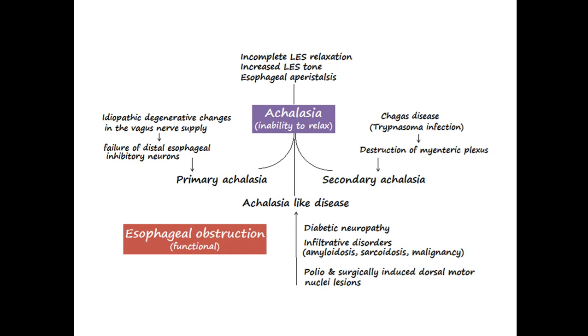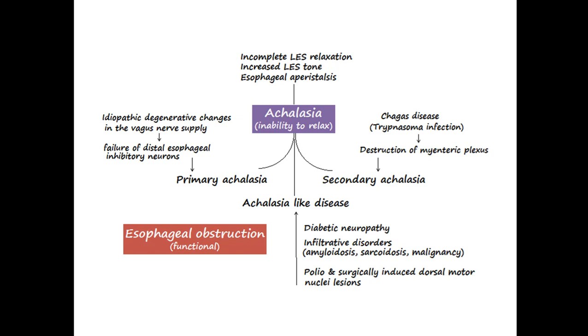Now, achalasia may be a primary condition, primary achalasia, which is characterized by unknown degenerative changes that occur in the parasympathetic nerve supply, and which lead to the failure of the distal esophageal inhibitory neurons that normally inhibit the constriction of the lower esophageal sphincter. So when the inhibitory neurons are unable to work, they do not inhibit the constriction, and the esophagus, particularly the lower esophageal sphincter, remains in the constricted position. This is the primary achalasia.